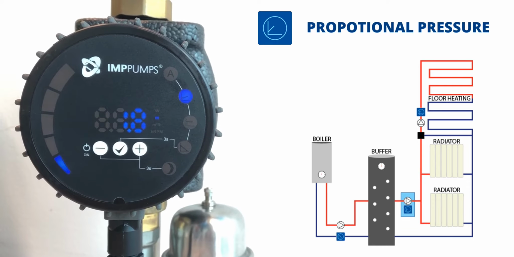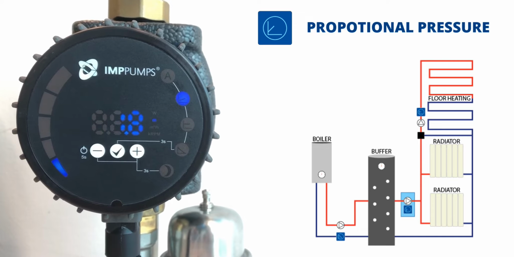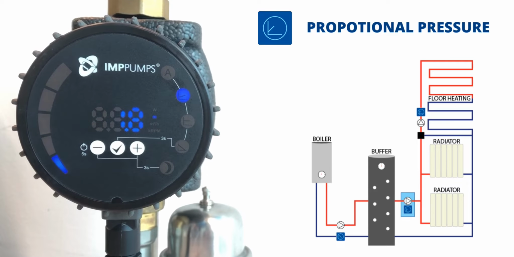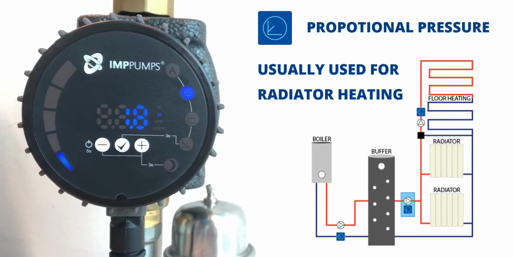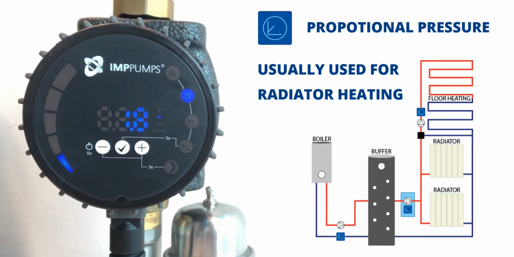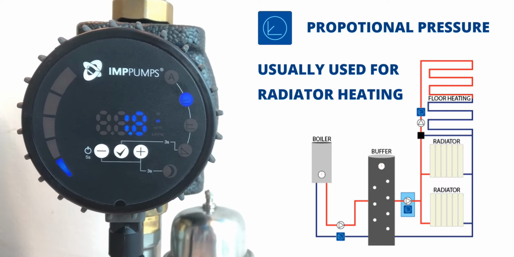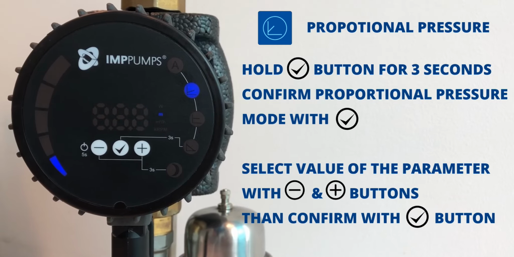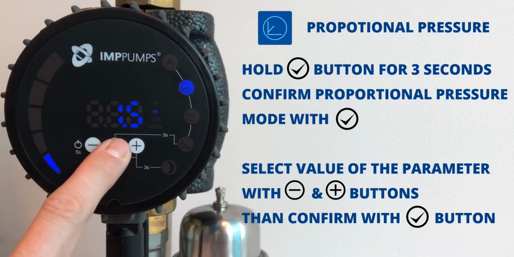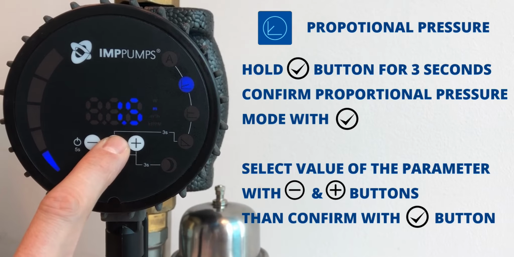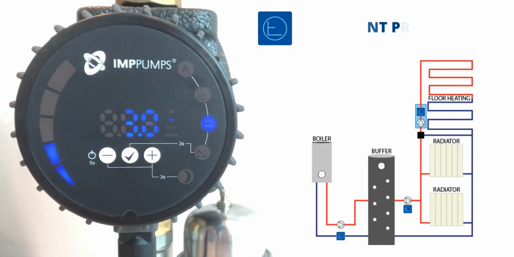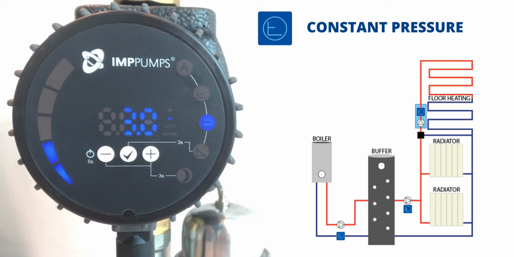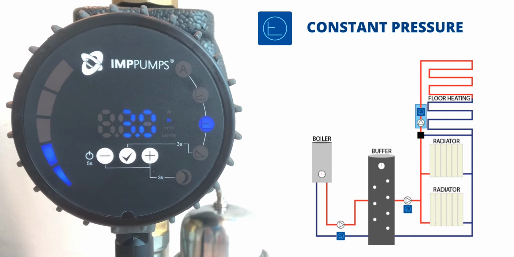In proportional pressure mode, the pump maintains the pressure in relation to the current flow. It is usually used with radiators. For example, if you close some valves in one room, the pump will operate with less pressure and less flow. To set up the mode, you push the middle button for 3 seconds, then you confirm what you like, and that's it.